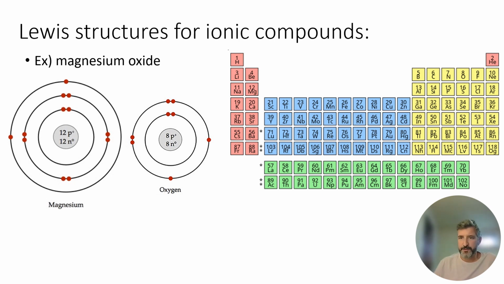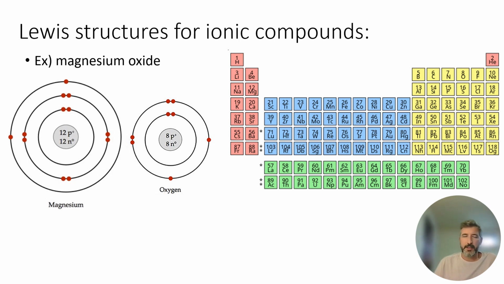Neither of them has a filled outermost energy level, so they both have room for more electrons. Magnesium only has 2 electrons out here in its third energy level, so it's got room for 6 more potentially. Oxygen, on the other hand, has 6 in the second energy level, so it has room for 2 more.